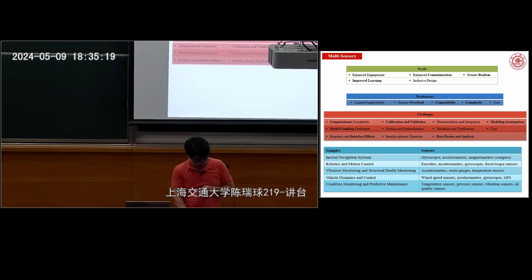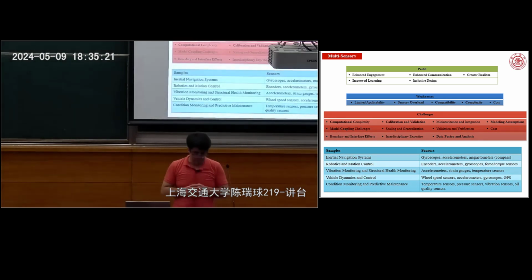So, in multisensory, I want to talk about some items: profits, weaknesses, challenges, and some examples. For example, in profit, what are the important profits for you in multisensory? For example, enhanced communication, improving learning for your data mining techniques.